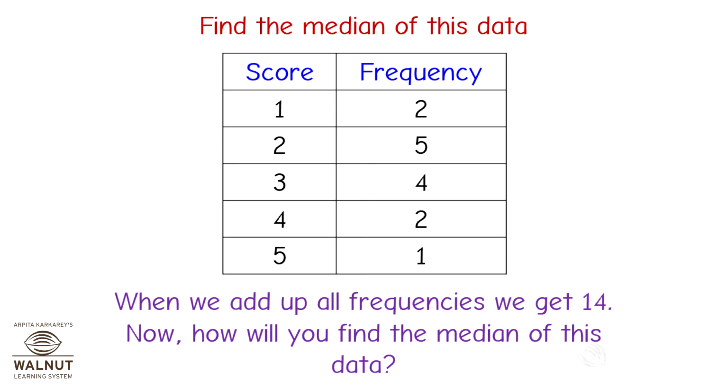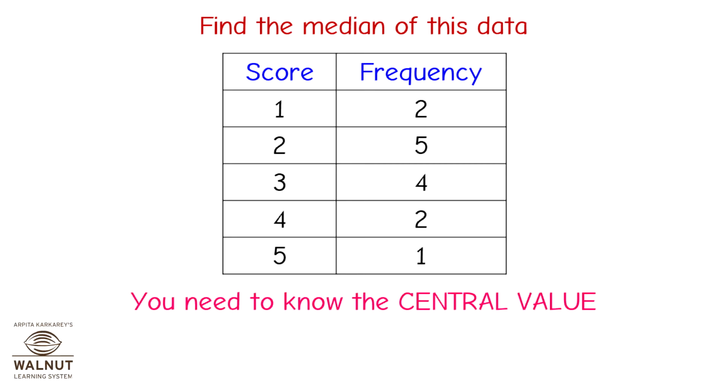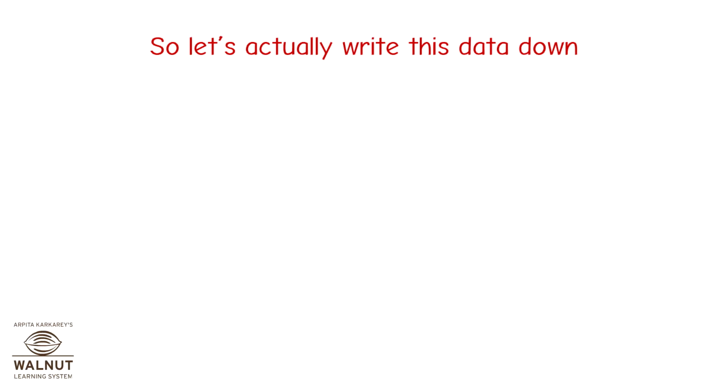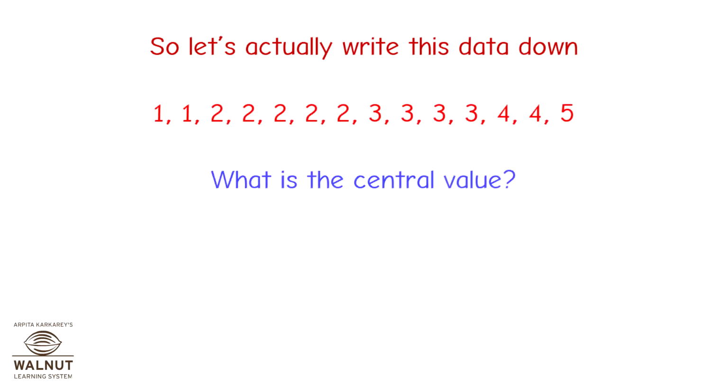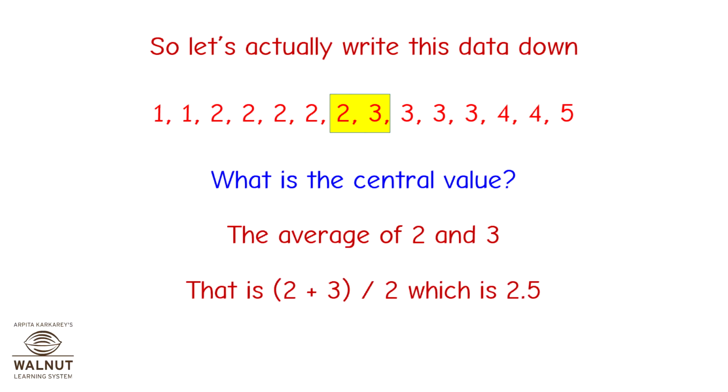Now, how will you find the median of this data? You need to know the central value. So, let's actually write this data down. What is the central value? The average of 2 and 3, that is 2 plus 3 upon 2, which is 2.5. So, the median is 2.5.